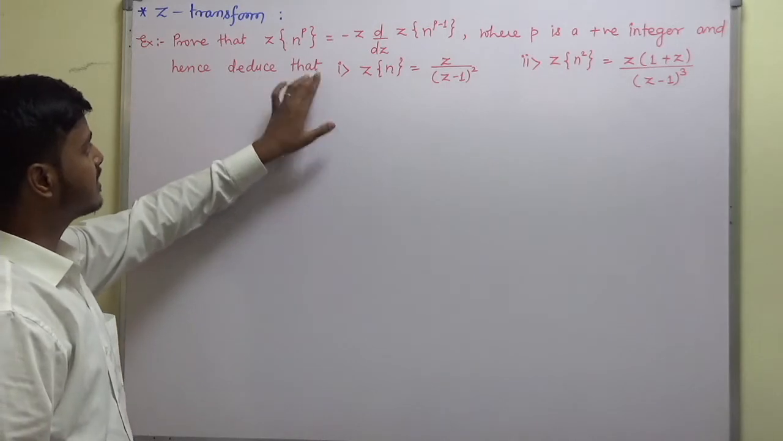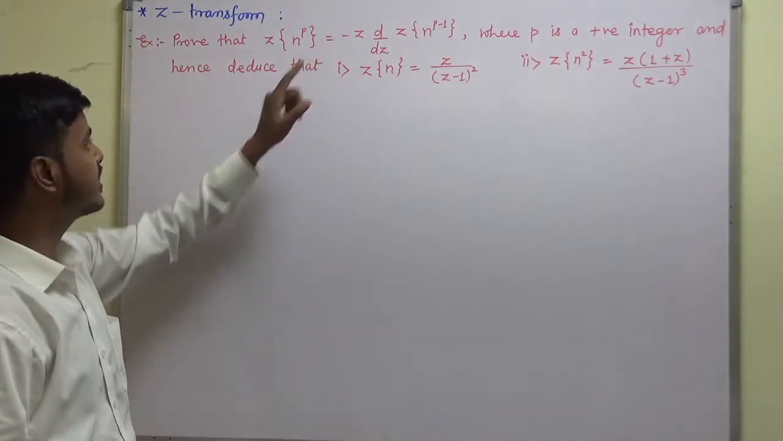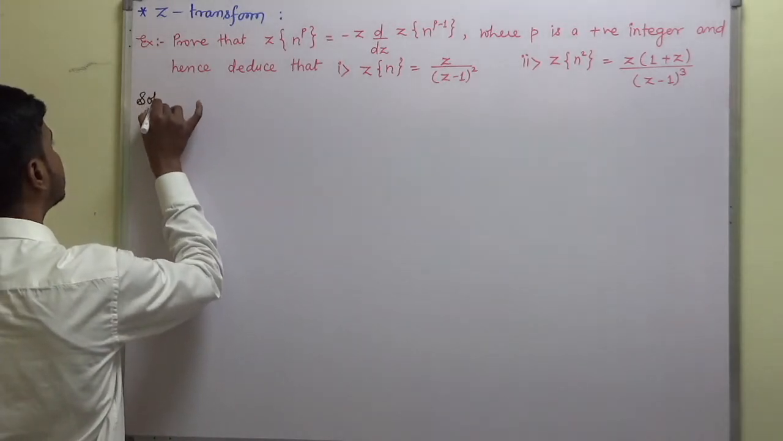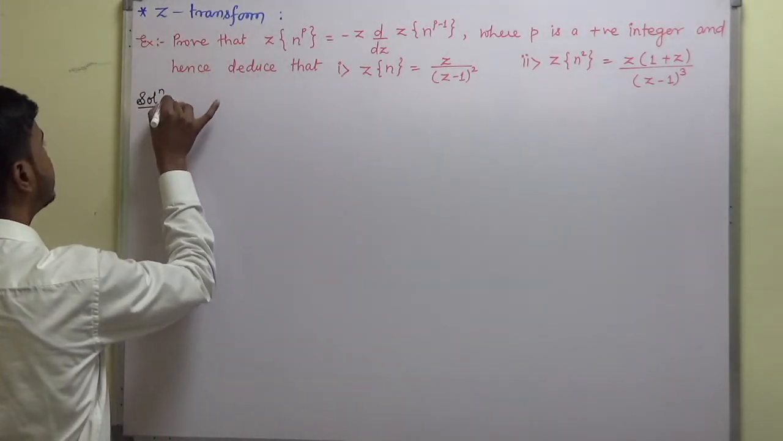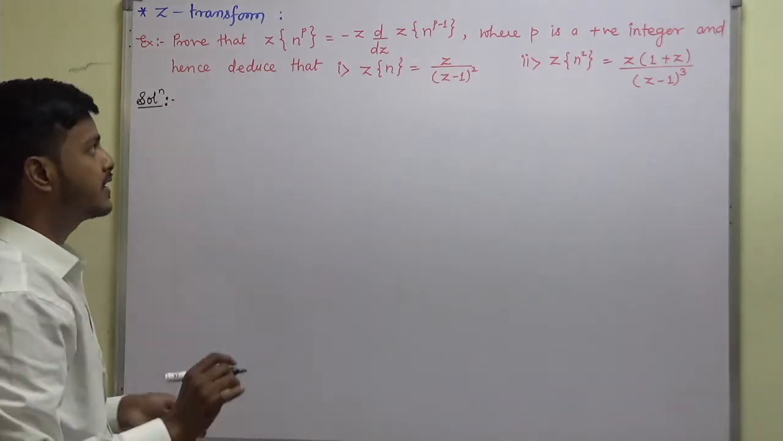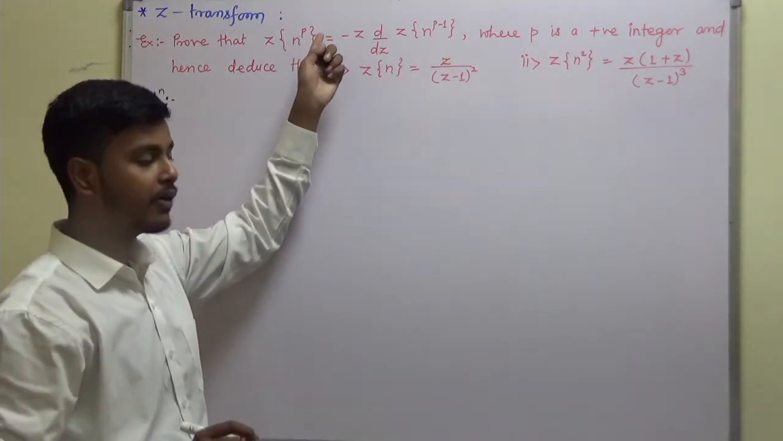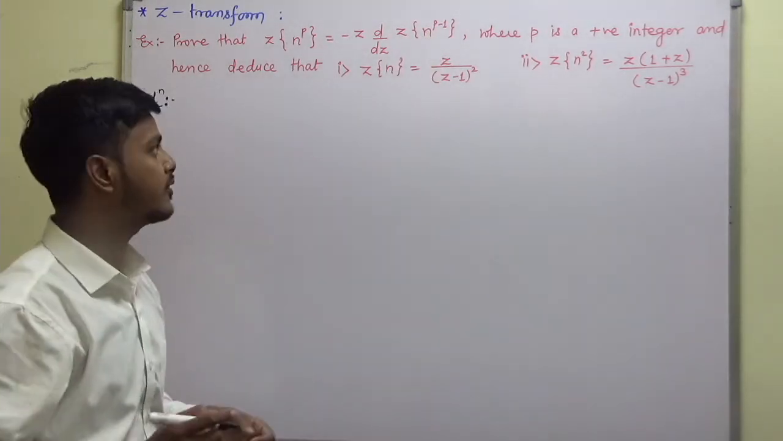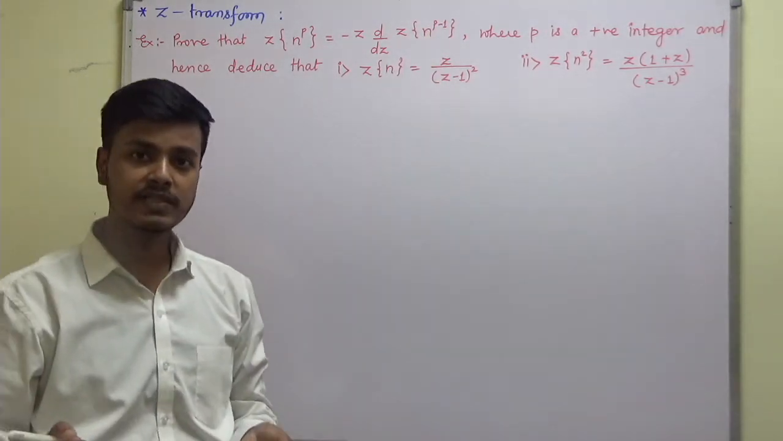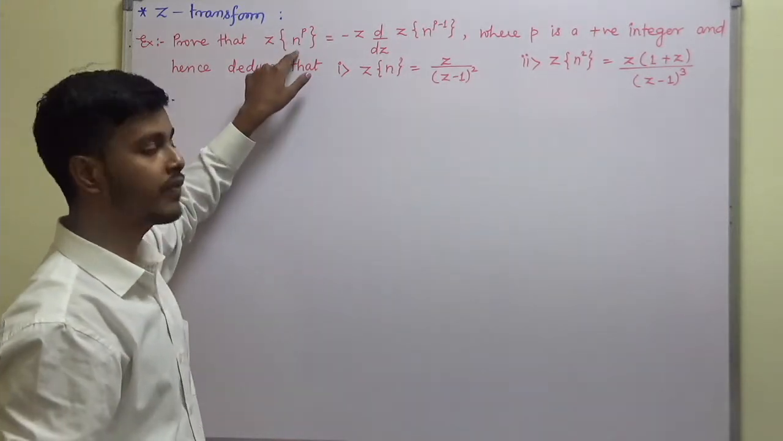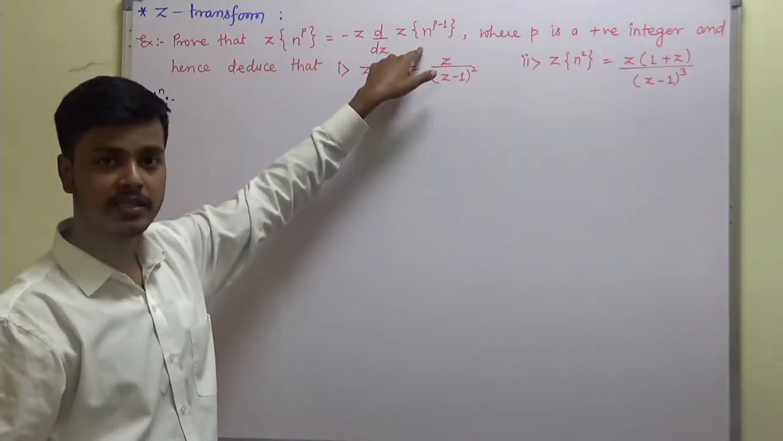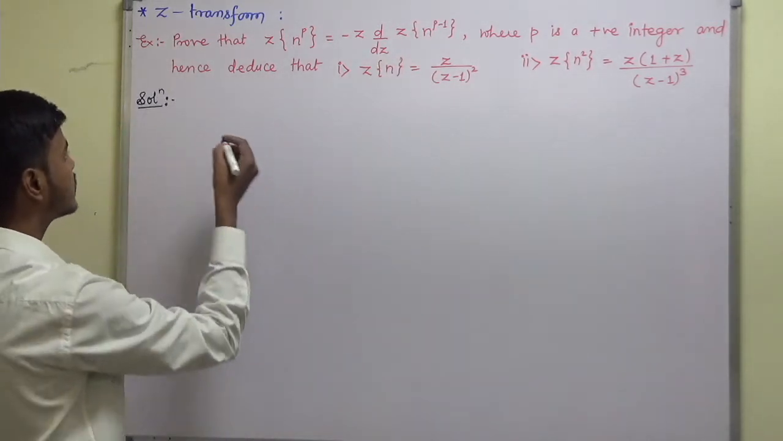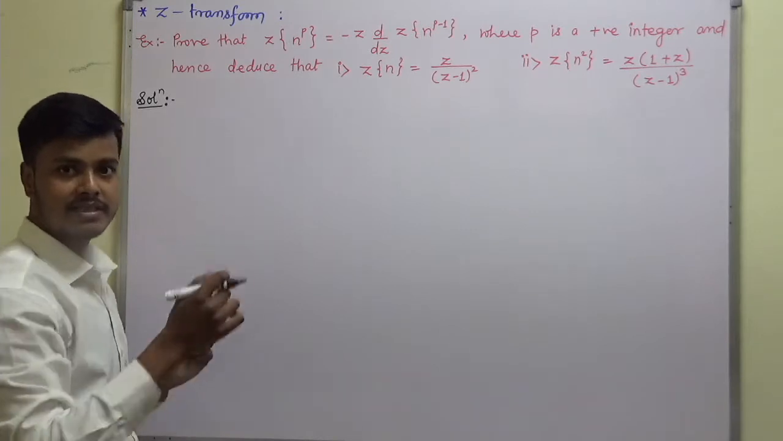So let us concentrate on the first part. In the first part we are talking about Z transform of n power p and Z transform of n power p minus 1. So let us first of all make use of the definition of Z transform. Write down Z transform of n power p, write down Z transform of n power p minus 1, and then we'll see what we can do in order to get this result.